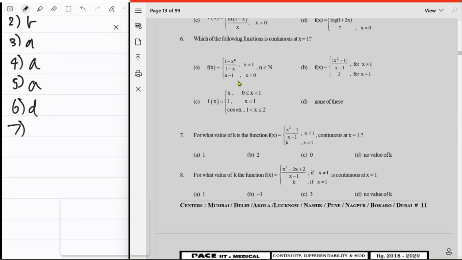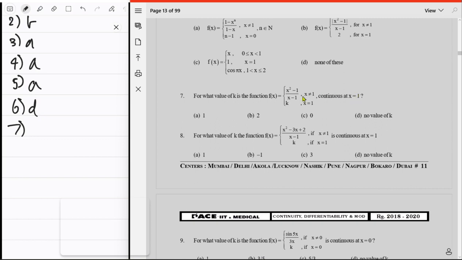Seventh is, for what value of k is this function continuous at x equal to 1? It is x plus 1 when it's not equal to 1, right? So k equal to 2. That's so easy. Okay, 8. For what value of k is the function continuous at x equal to 1? Come on, it's just a repetition of the same kind of thing. X minus 1, x plus 2, then x minus 2. X minus 1 times x minus 2, and that upon x minus 1 is x minus 2. So put x equal to 1 in there, it's just negative 1, right?